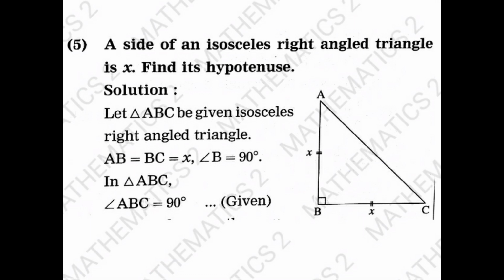It is an isosceles right angle triangle. So let triangle ABC be a given isosceles right angle triangle. What do you mean by an isosceles triangle? Two sides are congruent, and definitely AB and BC, which are the sides forming the right angle, will be congruent. So AB is equal to BC is equal to X. Angle B is equal to 90 degrees. This is given to us.